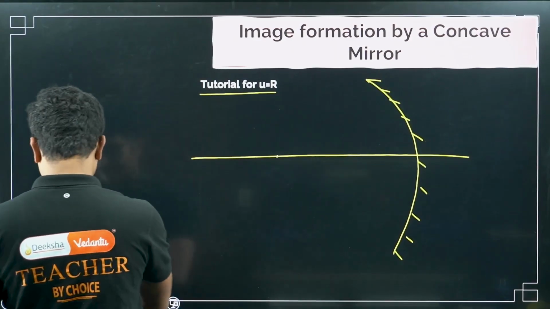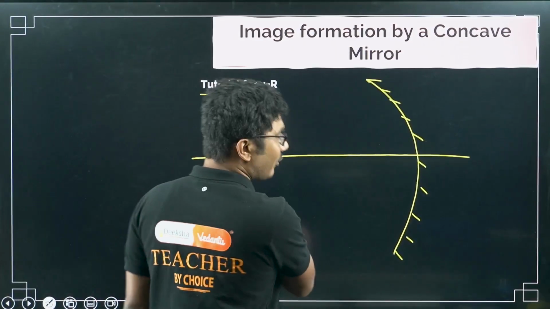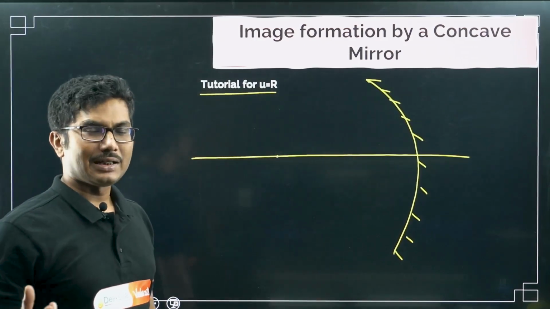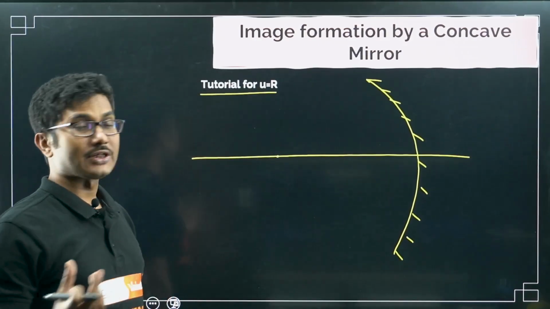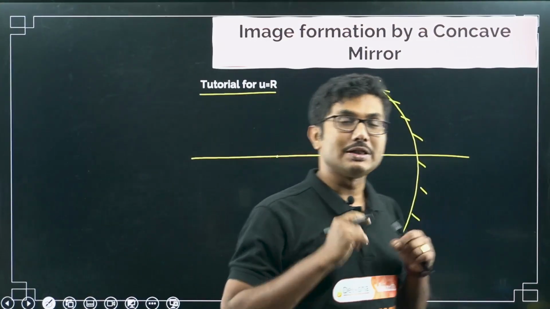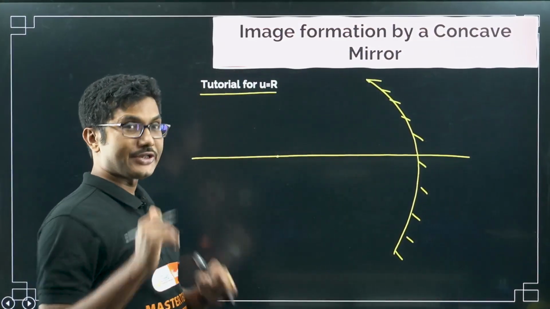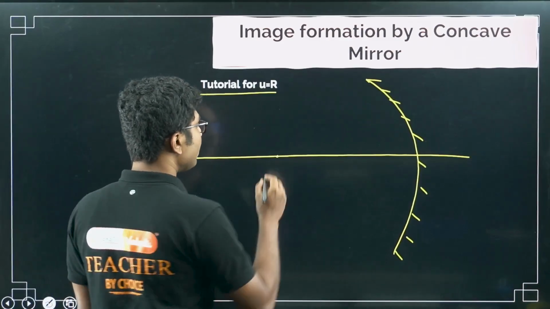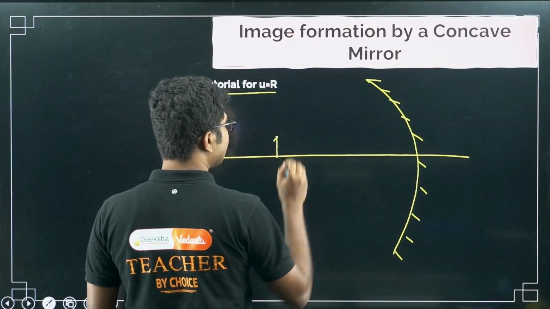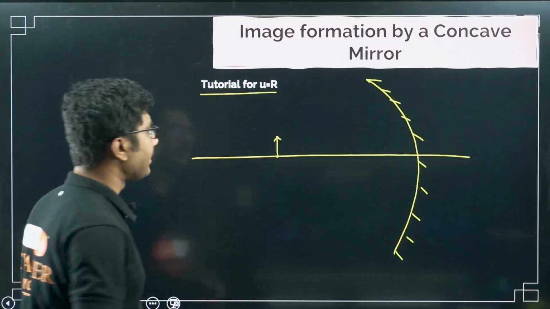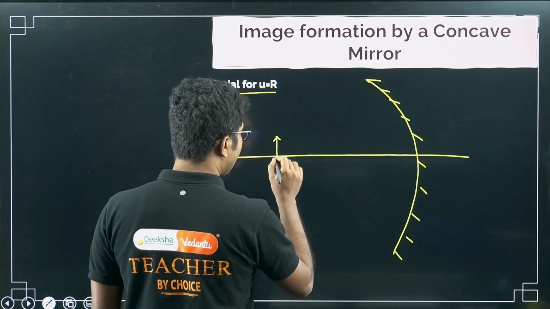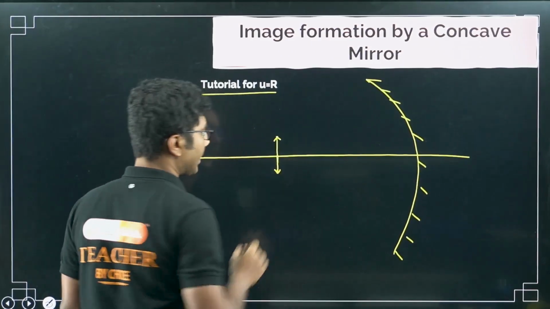Do not point the F. In any other type of diagram, you put the F at the midpoint. That is, if you have taken 8 centimeter as the radius of curvature, then 4 centimeter would be your focus, but not for this diagram. This diagram is a special diagram. So what you have to do is take an arrow of 2 centimeter in the upward direction. Then at the same position, you take an arrow of 2 centimeter in the downward direction.